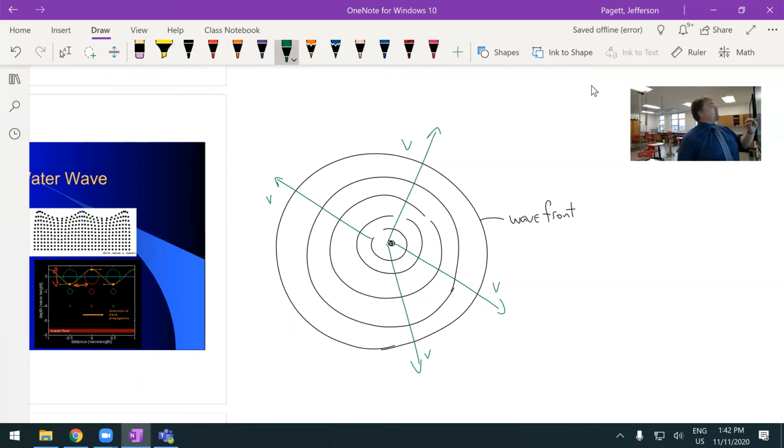These actually have a name. They're called rays. And they show the direction the wave is moving at that point.